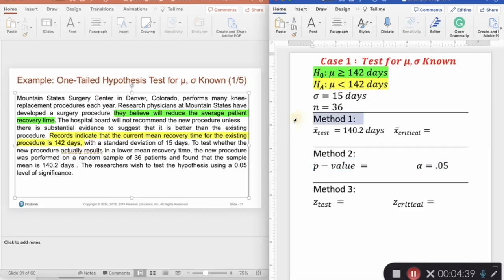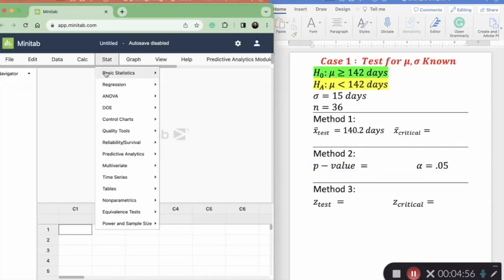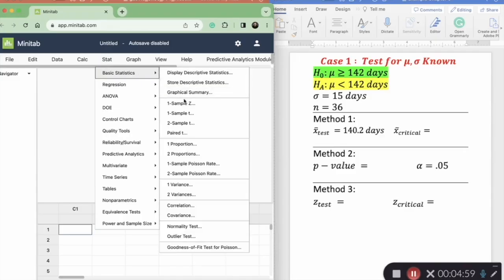So I am stating here the three methods. There's no need to do all three methods. You can use only one of them to conclude your result, but I'm going to show you how to do all of them using Minitab. So let's go to Minitab, go to Stat, Basic Statistics, then One Sample Z-test. Again, because the standard deviation of the population is known, we can use the z-test.